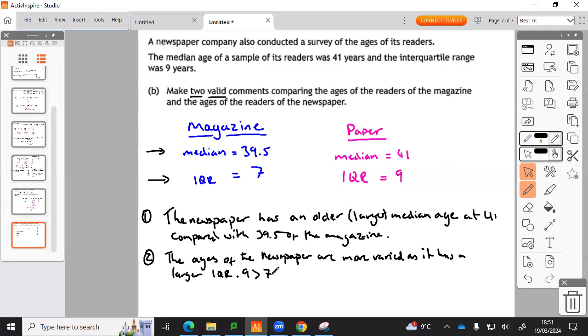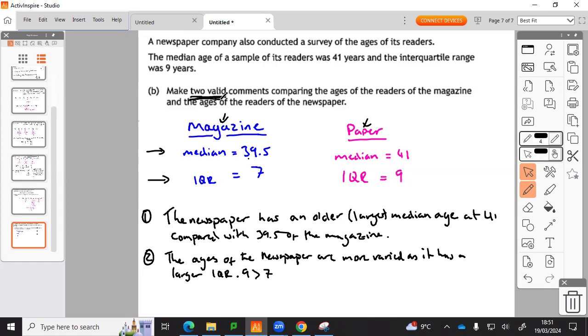So you can do that as well. 9 is greater than 7. So you're mentioning both the actual thing, paper against magazine, and you're mentioning the actual figures involved. Mention as much as you can to make valid comments. If you read it back and the comment doesn't make sense to you, then it's not a valid comment.